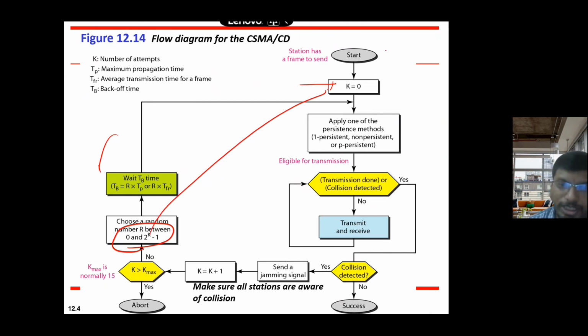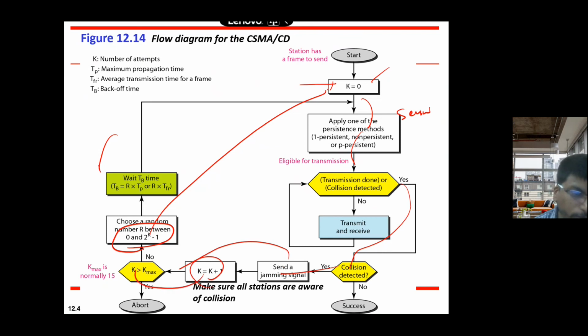Here, if you look at the flow chart, unlike the slotted Aloha scheme that we had, the counter begins at 0. Then the station is sensing the medium, applying one of the persistent methods, whether 1-persistent, p-persistent, or non-persistent. Now, if the medium is idle, it goes on to transmit. That is the ultimate thing here. When the transmission is being done, you're also listening to the medium in parallel. If a collision is detected, you have to abort the transmission, send an alert signal, a jamming signal, to make everyone aware of the collision, and then you have to retry.